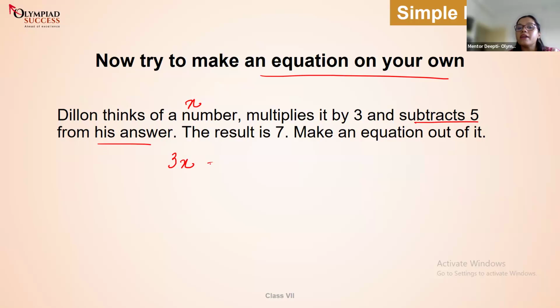So 3x minus 5. Be very careful with the language. It is written subtracts 5 from his answer. If it was written vice versa, that the answer is subtracted from 5, then the equation would be 5 minus 3x. Whenever you are reading the question, be very careful. A slight change in the language will alter the signs, and your answer will be altered totally. Whatever the result is, we equate it. So 3x minus 5 equals 7. This is the equation.